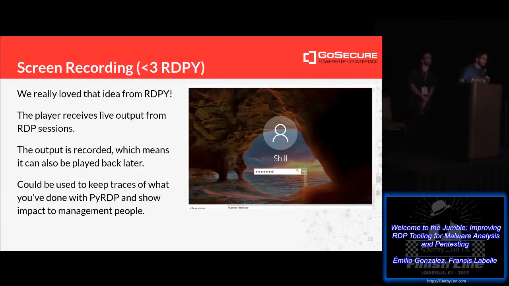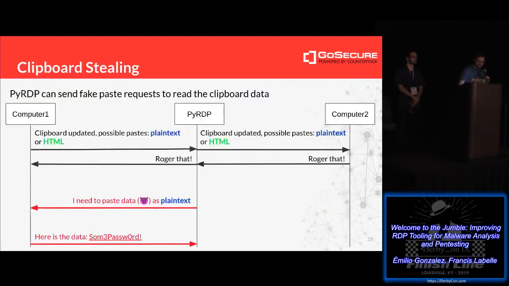So another thing we have, this is thanks to RDP, it's screen recording. So basically, not only do we record sessions as they happen, but with the player, you can also see them happening live. So you actually have the same output as the legitimate user. You can see everything that they're doing. And you can use this to keep traces of what you've done to show to management. If they accuse you of something wrong, you can just say, here's the proof that I didn't do this.